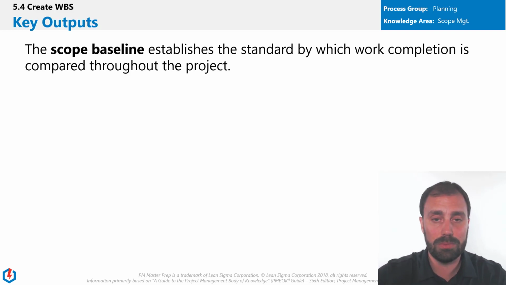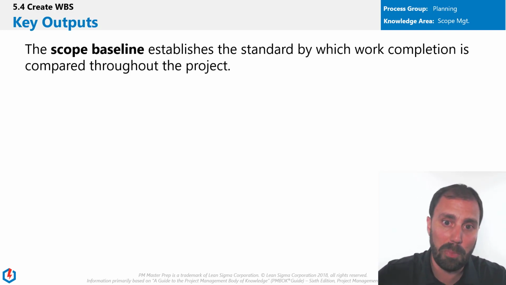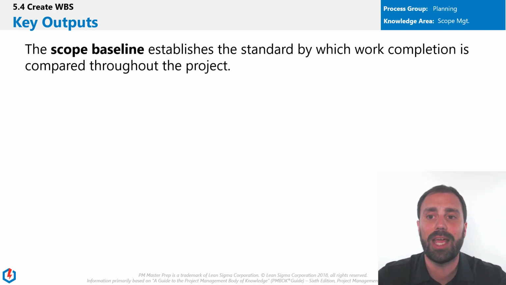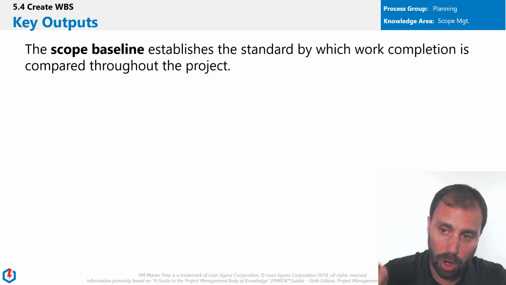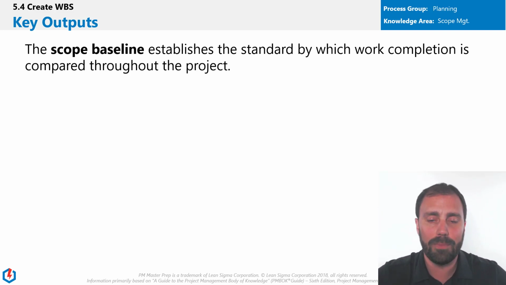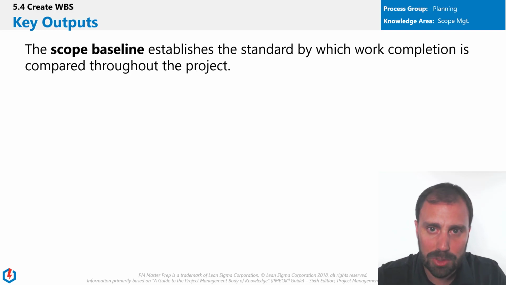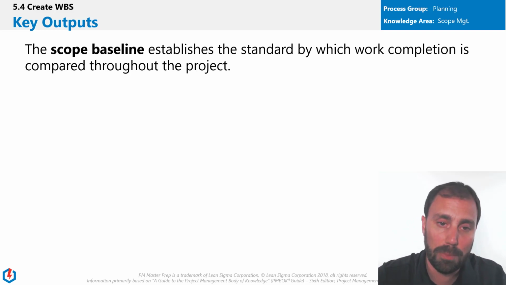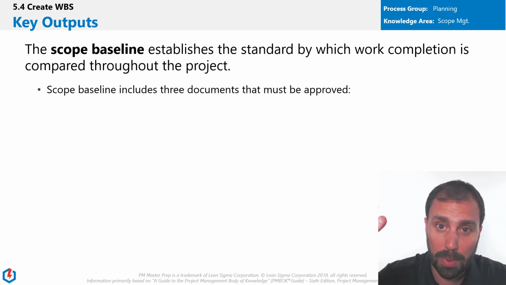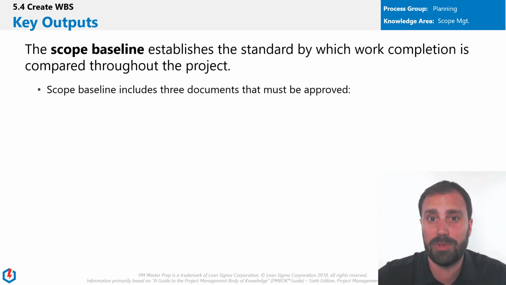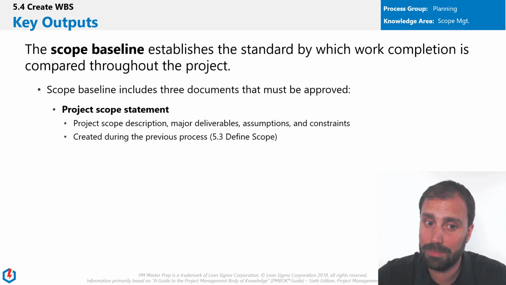All right, so let's talk about our outputs. Scope baseline. It establishes the standard by which work completion is compared throughout the project. Sorry, I got excited. So let's think about that. It establishes the standard by which you're going to compare everything going forward. So very, very important. And it includes 3 documents. Do you remember those? Do you remember the 3 documents I just told you about them? Say them. What are they?